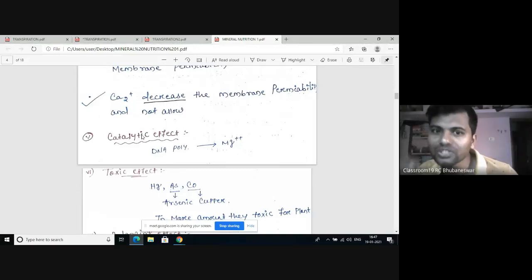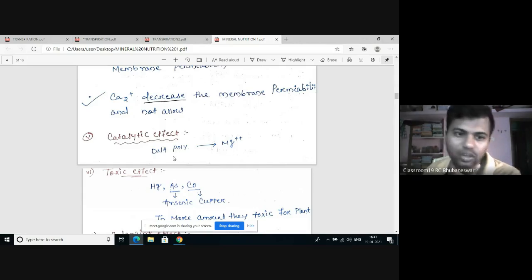Elements which are required as cofactors for enzymes. For example, magnesium acts as a cofactor for the activity of DNA polymerase. Without magnesium, the DNA polymerase cannot work. So some elements are essential for enzymatic activity, like zinc, which is required for alcohol dehydrogenase, etc.